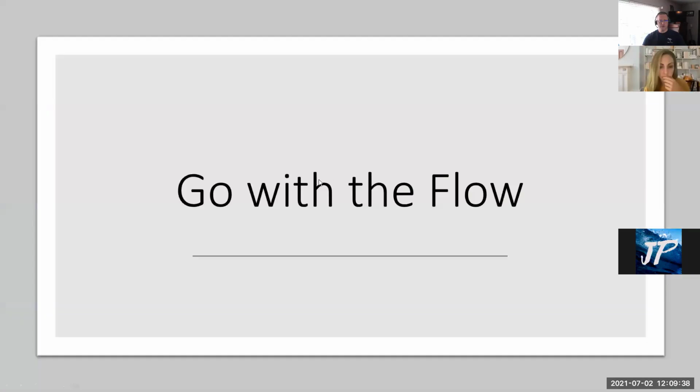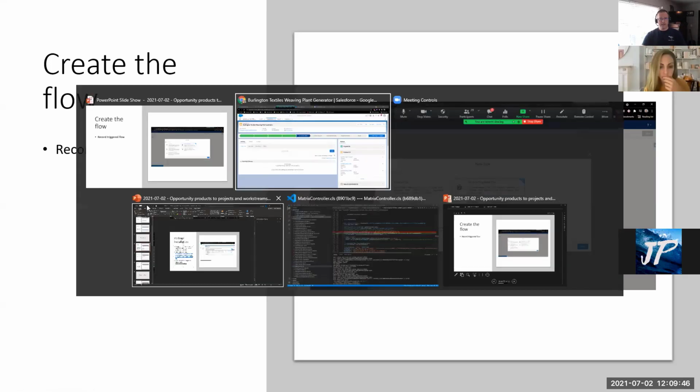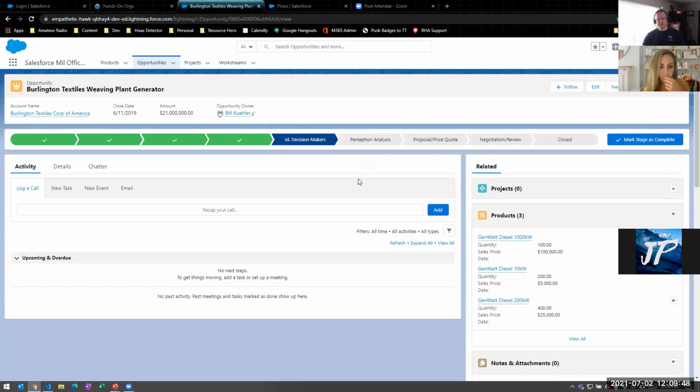All right, so I'm going to go back into our presentation here. The first thing that we're going to do is create a record triggered flow. Basically, the way we want this to work is, when somebody comes in here and changes an opportunity to closed won, we want that to trigger some logic that's going to build our project and create all of our work streams underneath that project.